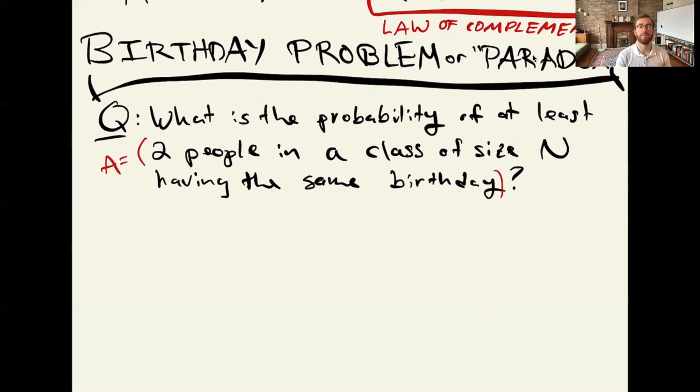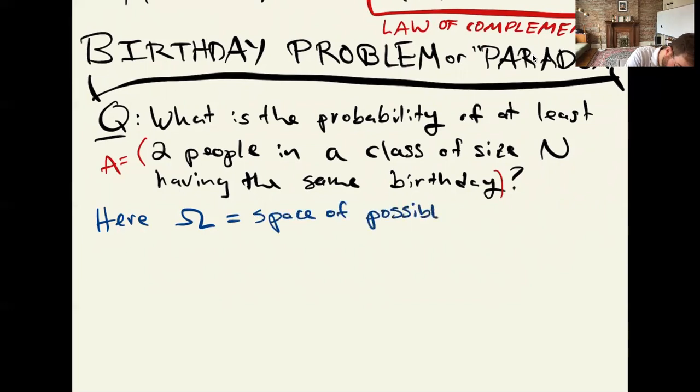Which begs the question, what is omega? What is our space of possibilities? Here, omega is the space of possible birthday ensembles, or maybe assignments. And again, in discrete probability, the first thing you need to do is figure out how big is omega. So we have to come up with a way of counting the size of omega.